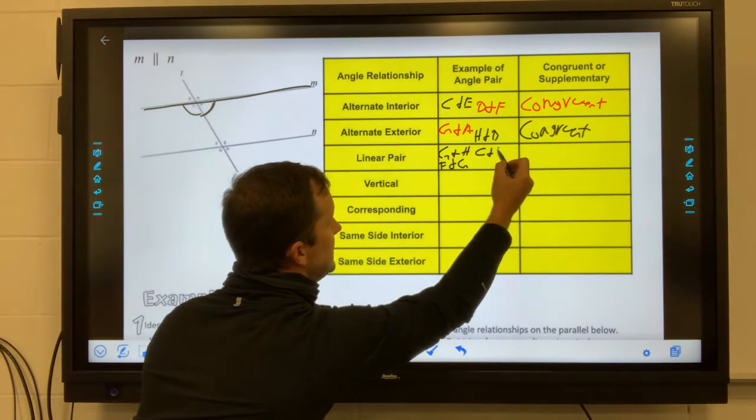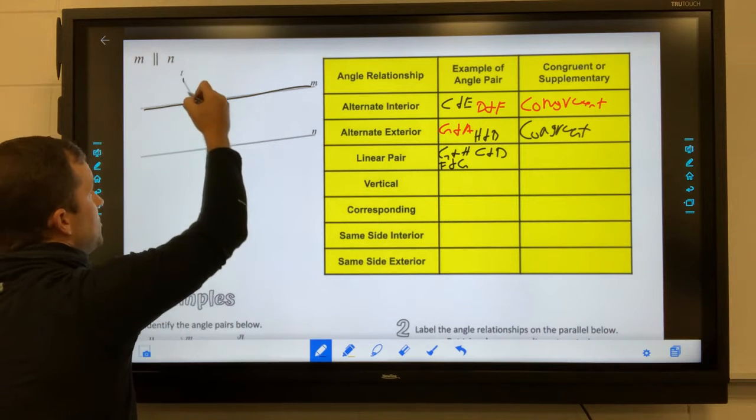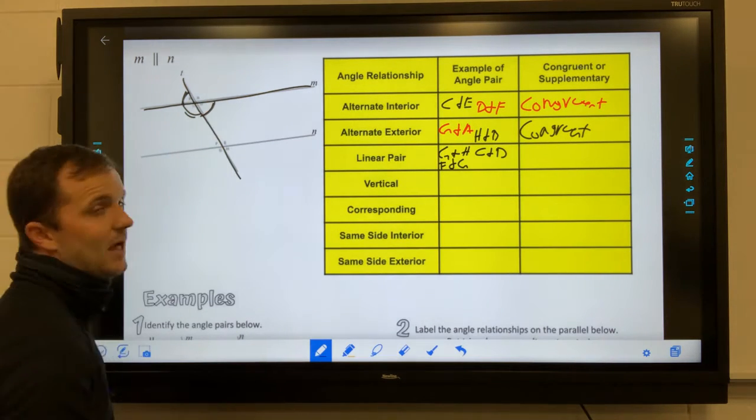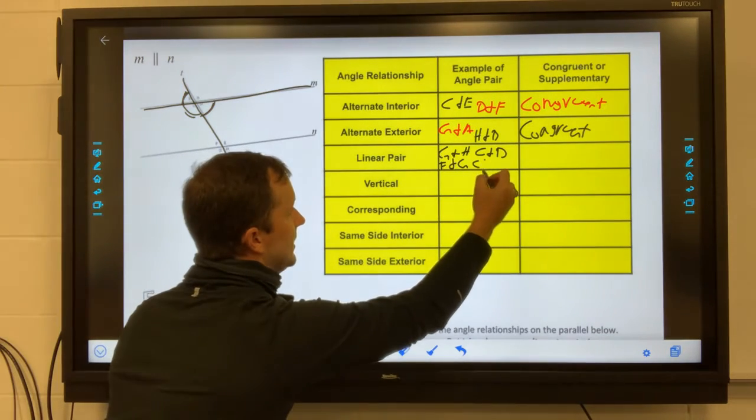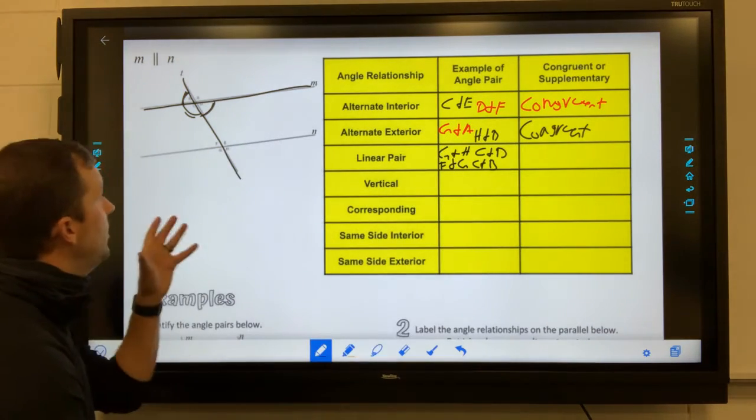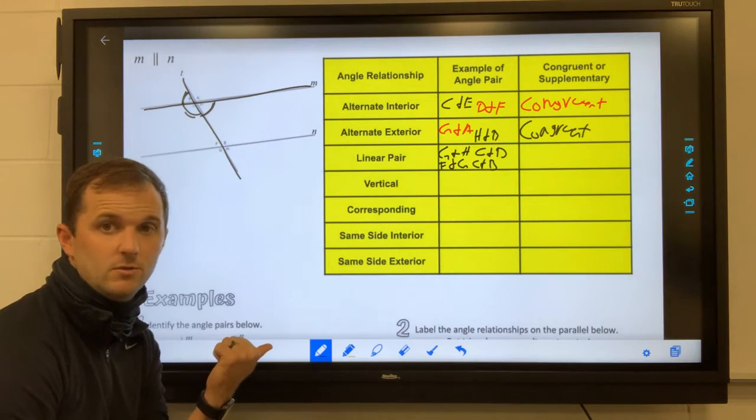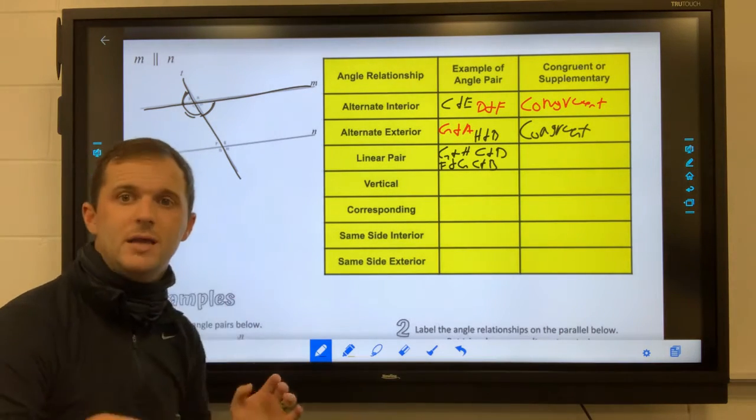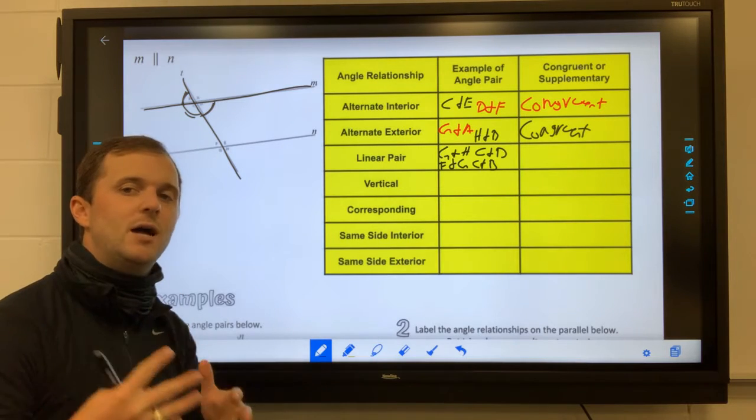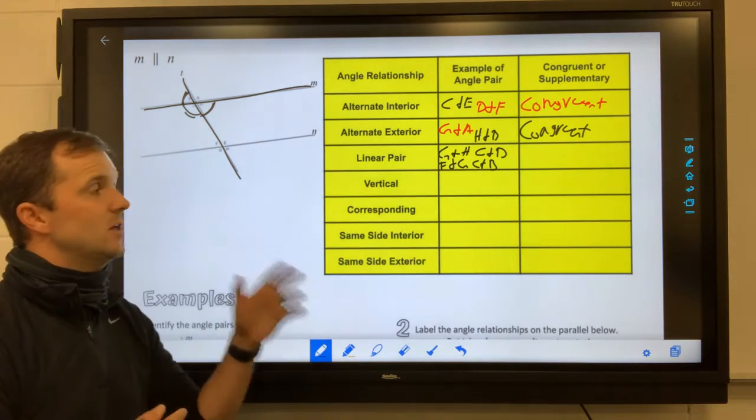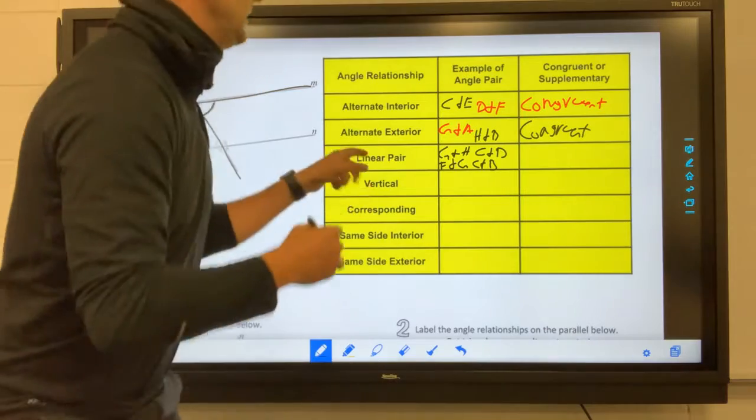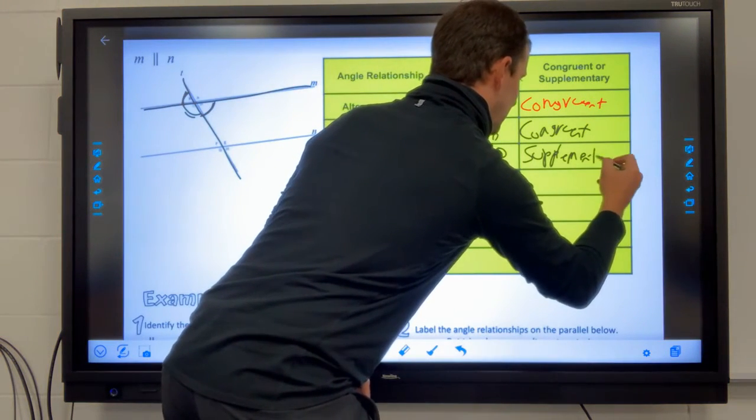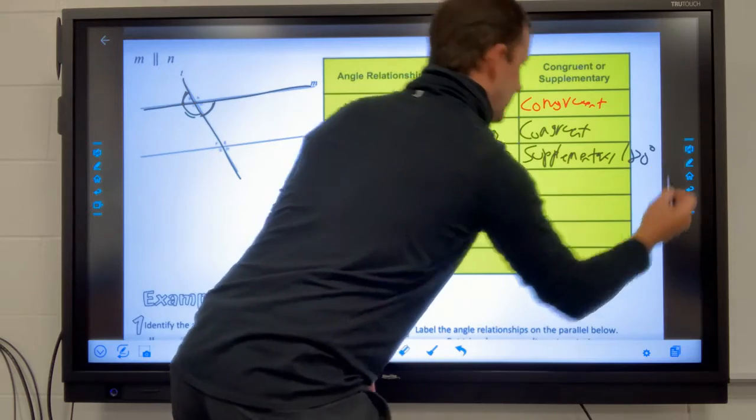So C and D. Also with C, I have a straight line with my transversal. So C and B right here also form that line. So C and B are also going to be a linear pair. Okay? And there's more linear pairs, but those are just some examples of those. So linear pairs form a straight line, and if you remember from Unit 1, straight lines are going to be 180 degrees. So that means those angles are going to be supplementary. Linear pairs are supplementary, meaning they add up to 180 degrees.